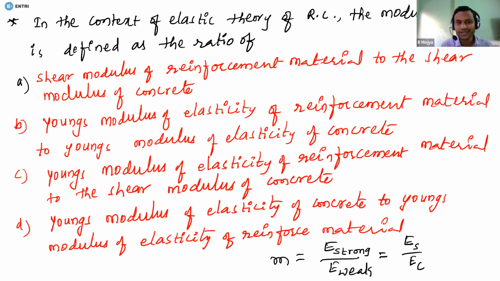So modular ratio is the ratio of the modulus of elasticity of reinforced material to the Young's modulus of elasticity of concrete. So you can choose option B. It was given for 1 mark. I guess you're able to understand. It is a very basic question regarding RCC.